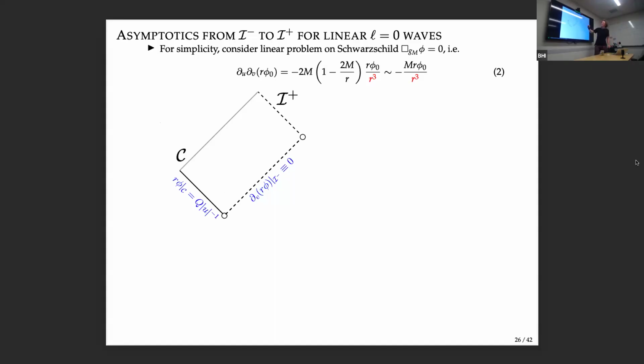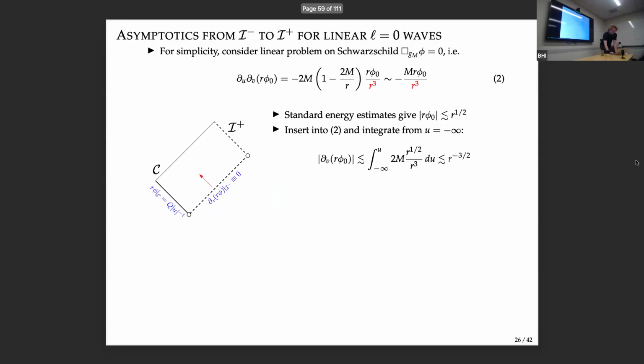Then in spherical symmetry, I can exploit the wave equation, ∂u ∂v r phi equals something. I'm now looking at the linearized problem on Schwarzschild. The right-hand side goes like r phi over r cubed. Remember that in Minkowski, the right-hand side is 0 because this is a manifestation of the strong Huygens principle. But now you still have a fast decaying right-hand side. And the relevance of this r cubed here is that I have to integrate this equation twice. I have to integrate r cubed twice, which will give me 1 over r, which still decays. So I can just integrate this equation twice and improve everything that I start with.